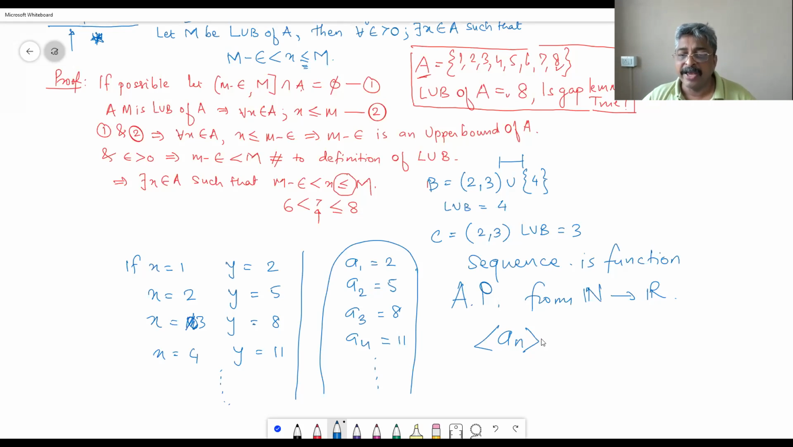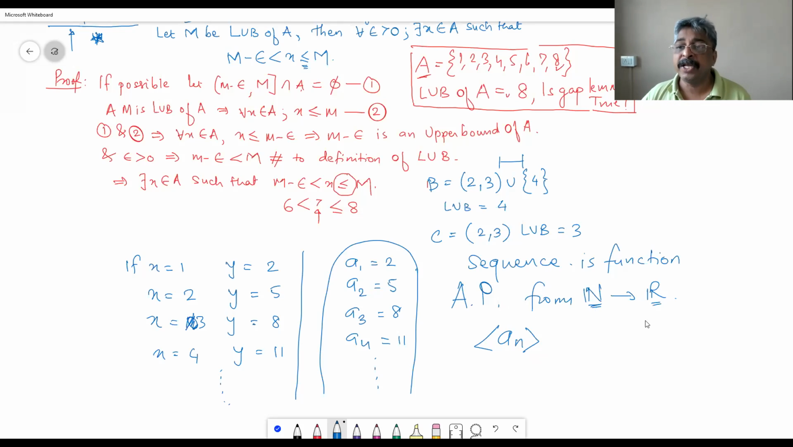So this is a real valued sequence, which is a function from the domain of natural numbers to the codomain of real numbers. And therefore it is easy for us to control the domain points because they start from 1 and they are well behaved.